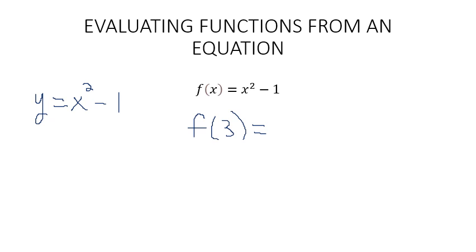So this says f of 3, this is a y value, and on the right-hand side, this x has been replaced with 3 on the left. I'm going to replace it with a 3 on the right. 3 squared minus 1 is 9 minus 1, which is equal to 8. So that is a very quick way of asking a question about the input or output values.